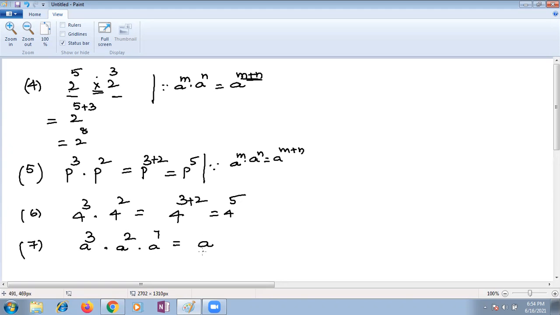Doesn't matter how many factors there are in the multiplication. You're supposed to write that the base is the same. If the base is the same, it does not matter how many exponents there are. So 3 plus 2 plus 7 over here, and the answer will be 12. Yes, ma'am, a power 12. Right.